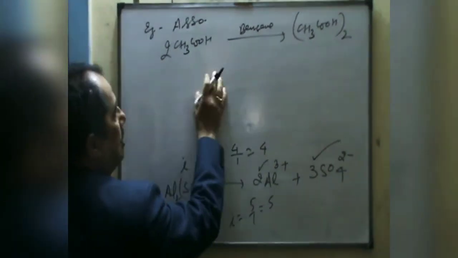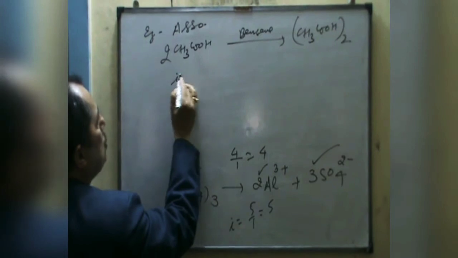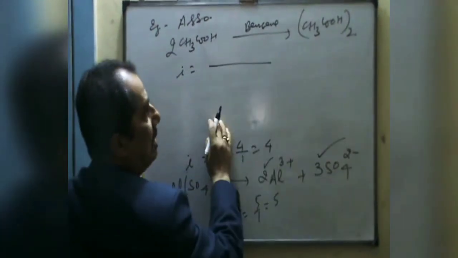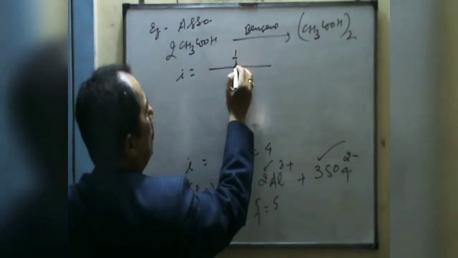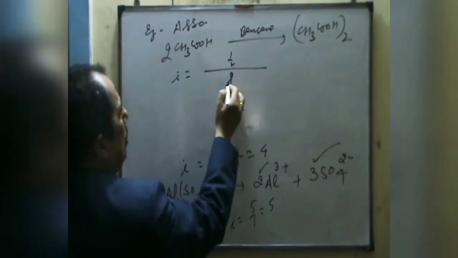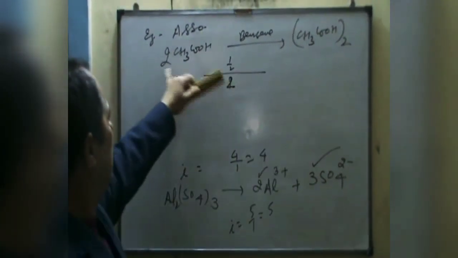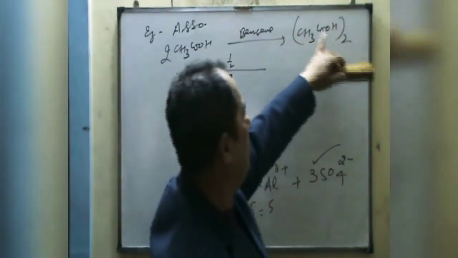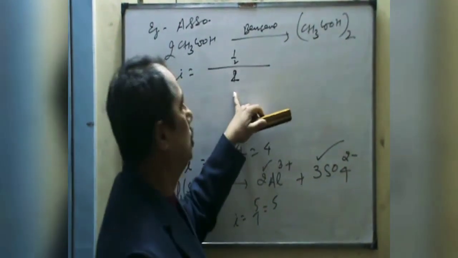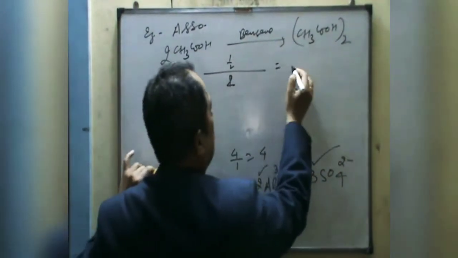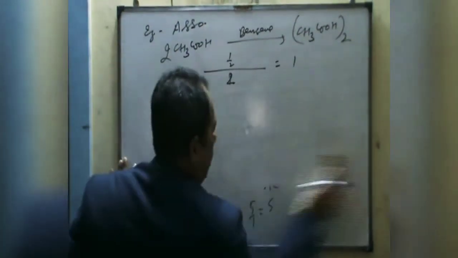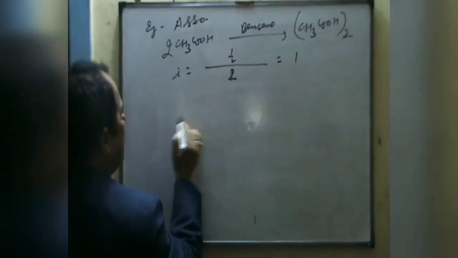So what is i? i is equal to the total number of particles after association divided by the actual number of particles taken. The actual number taken is 2, and the particles after association are 1, so i is 1 by 2. So what is that answer? This is the i.